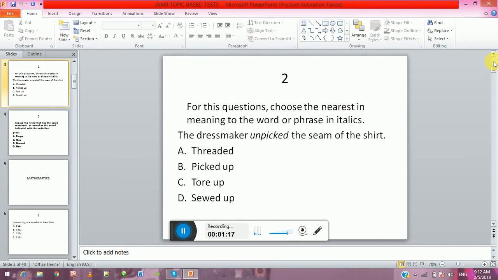Good. Number 2 says, for the questions, choose the nearest in meaning to the word or phrase in italics. The dressmaker unpicked the seam of the shirt. Unpicked is the word. A. Threaded. B. Picked up. C. Tore up. D. Sewed up.